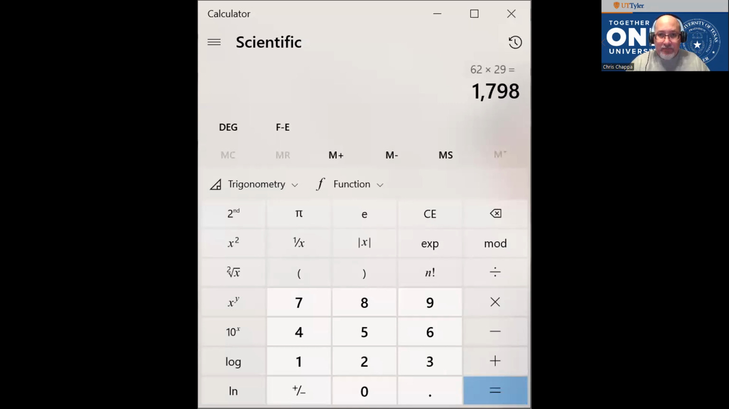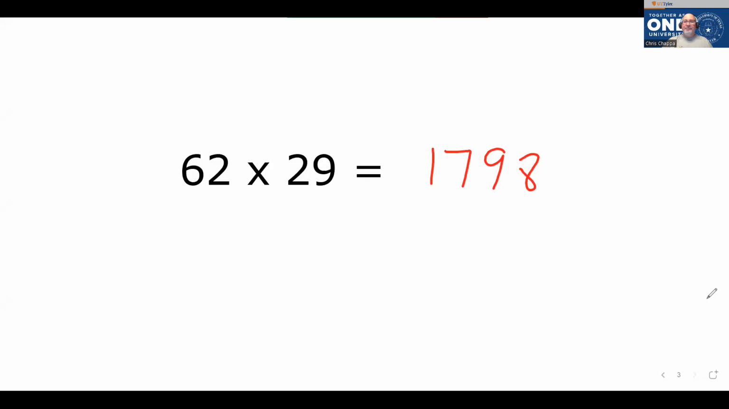1798. And we got 1798. There is a way to modify this for multiplying larger numbers, just to illustrate it to you. And I want to see if you can figure out what I'm doing here.